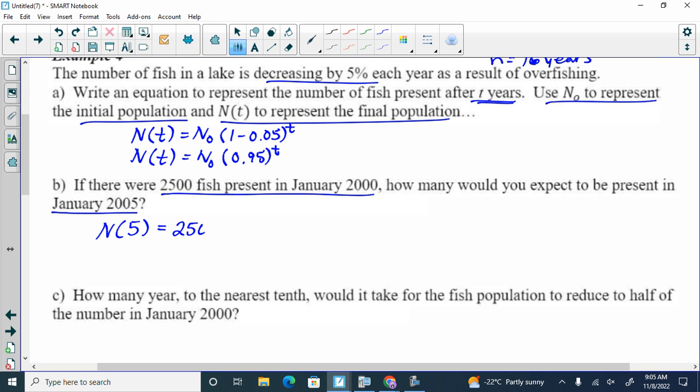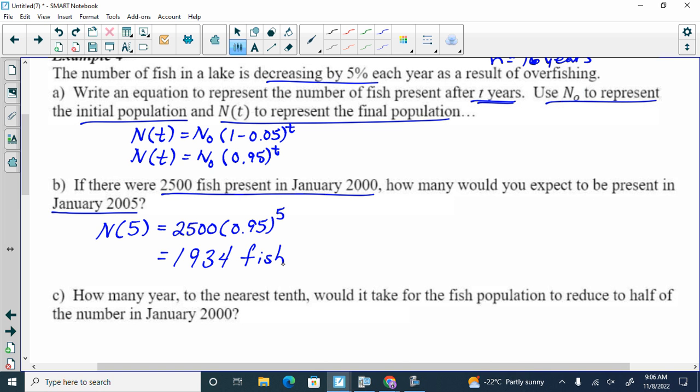2,500 times 0.95 to the 5. And you get 1,934 fish. And if this was a diploma or a unit test or whatever, you would say, in January 2005, one would expect that there would be 1,934 fish present.